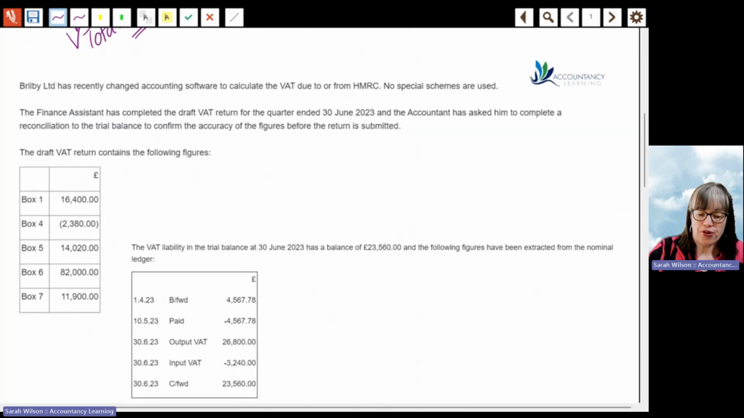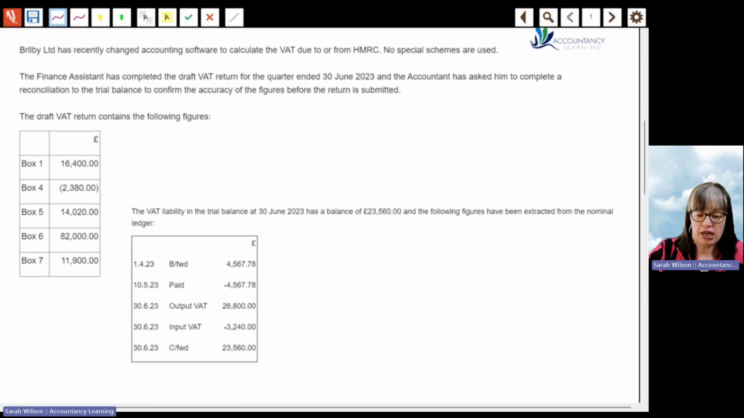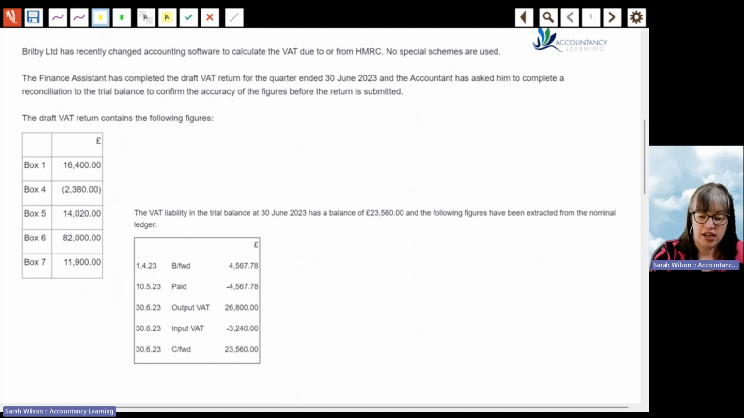Moving on through the task then, we're now given a lot more information. We're given Brilby Limited has recently changed accounting software to calculate the VAT due to or from HMRC. They don't use any special schemes, and the finance assistant has completed the draft VAT return for the quarter ending the 30th of June 2023. The accountant has asked him to complete a reconciliation to the trial balance to confirm the accuracy of the figures before the return is submitted.